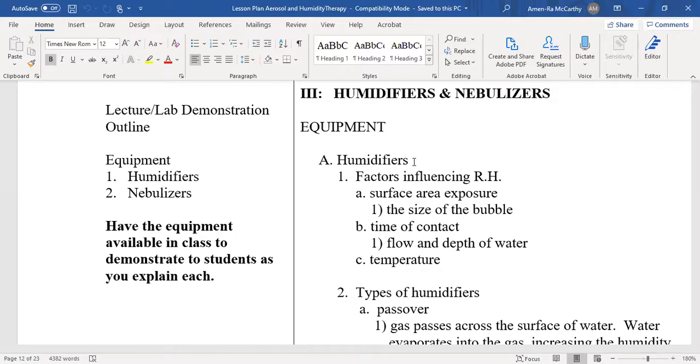And so surface area matters. How big is the bubble humidifier? Time of contact, how big is the bubble, right? How deep is the water of the bubble humidifier? And finally, the temperature. So the factors that influence relative humidity of a humidifier are surface area exposure, time of contact, and temperature. For instance, this is a bubble humidifier.